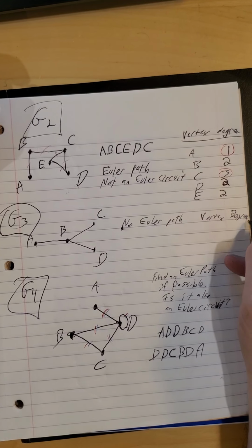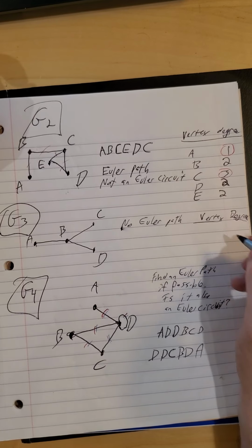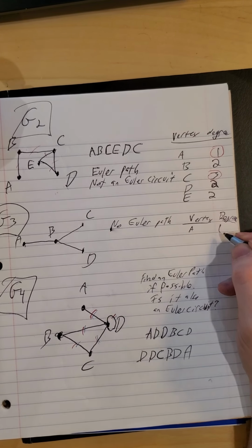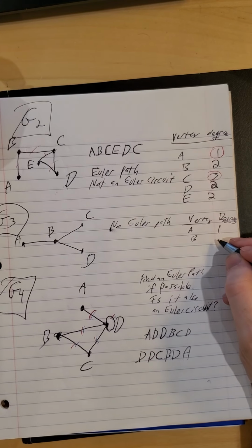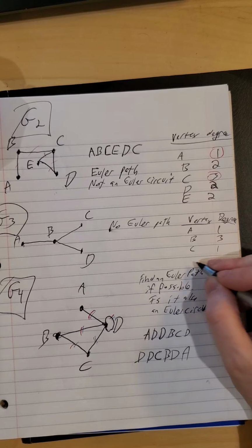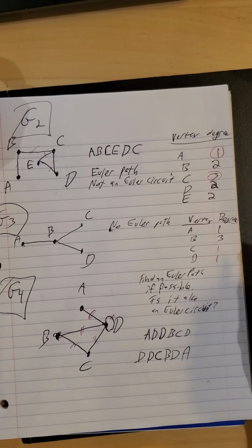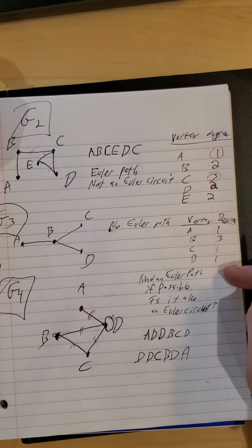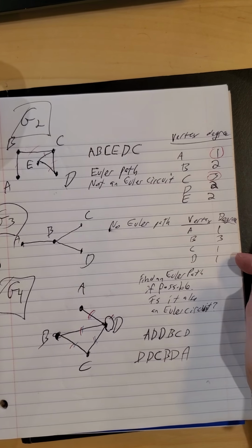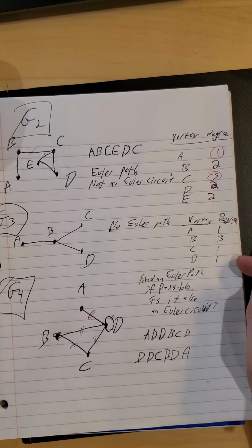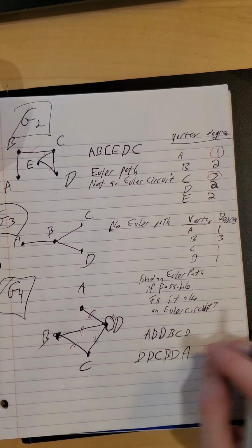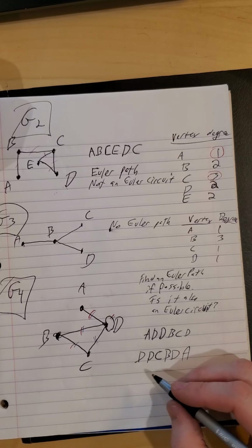Vertex and degree. So our vertex A had degree 1, vertex B degree 3, vertex C was degree 1, vertex D degree 1 as well. This one, all of our vertices had odd degrees. Graph 4.